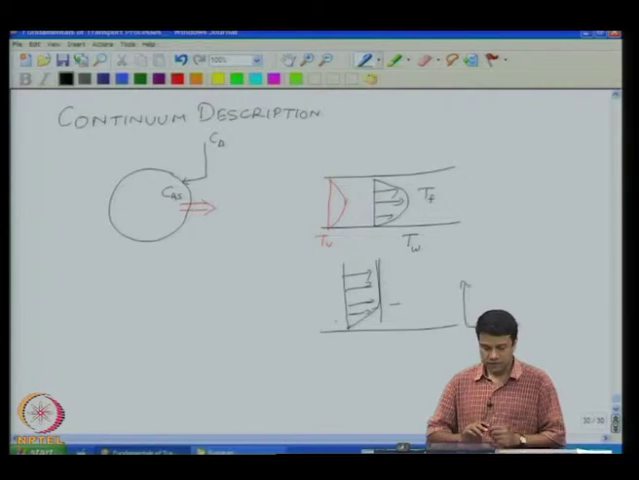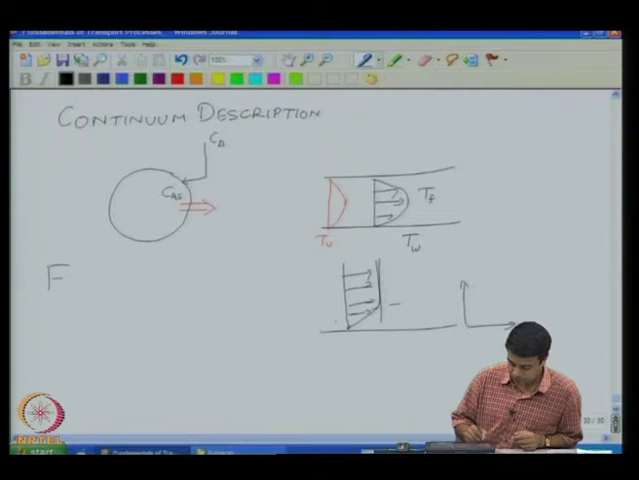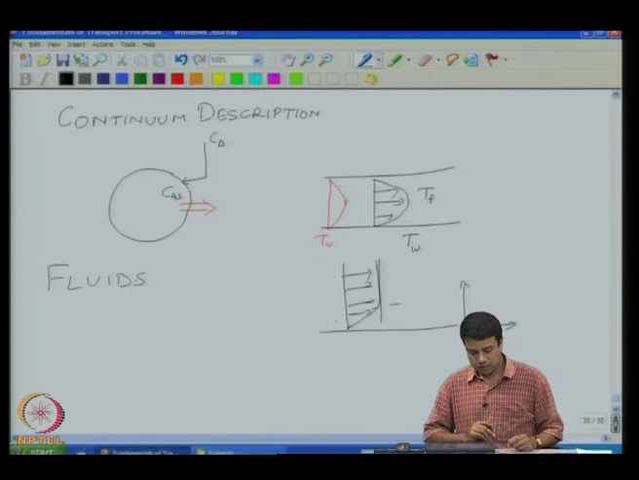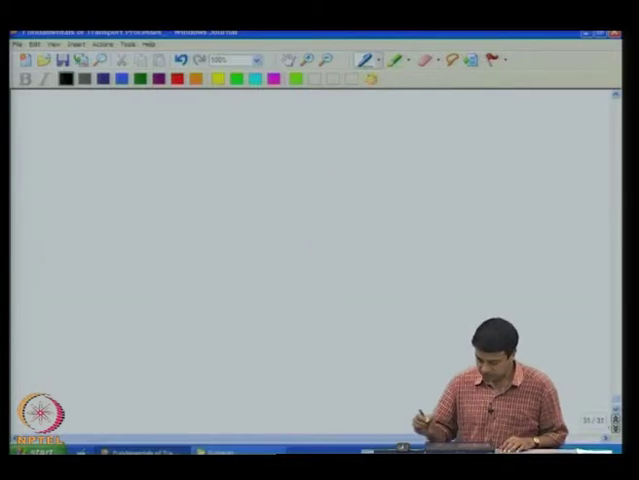So, first things first. In this course we will be dealing primarily with fluids. Now, materials can be classified broadly into two types. One is fluids and solids.